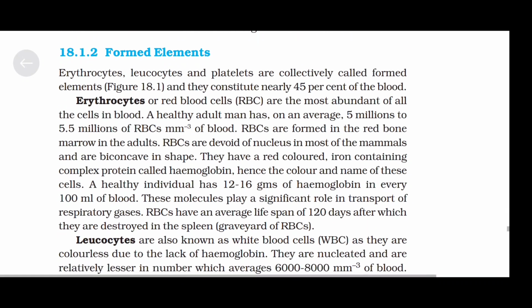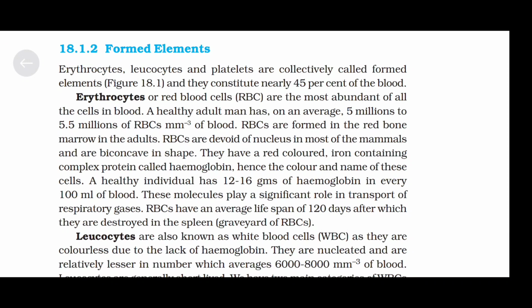Formed elements. Erythrocytes, leukocytes, and platelets are collectively called formed elements, and they constitute nearly 45% of the blood. Erythrocytes, or red blood cells, are the most abundant of all the cells in the blood. A healthy adult man has on an average 5 million to 5.5 million RBCs per cubic millimeter of blood. RBCs are formed in the red bone marrow in adults. RBCs are devoid of a nucleus in most mammals and are biconcave in shape.